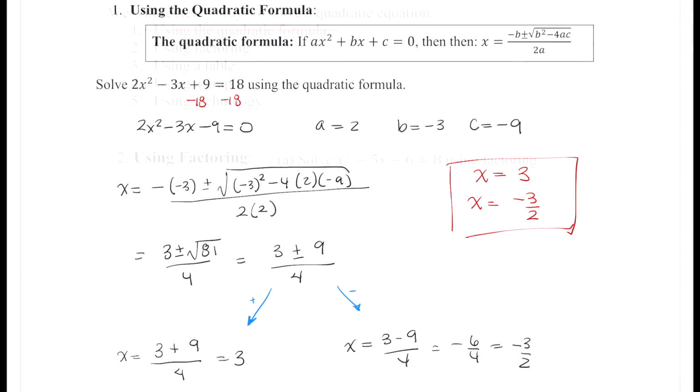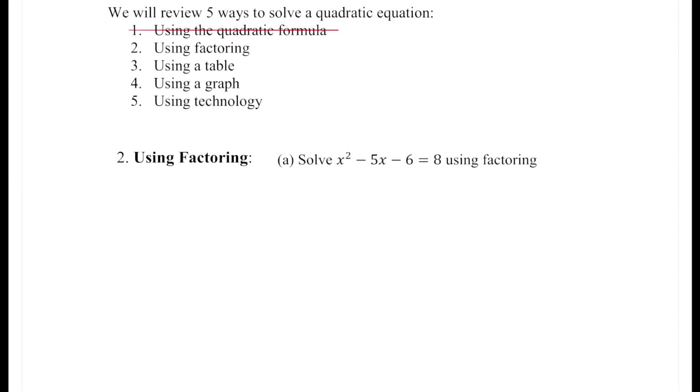Let's continue. Now that we've reviewed the quadratic formula, we're going to use factoring. And I'm going to show you two examples here. In this first example, we are still not in the correct form, so let's subtract 8. We have x squared minus 5x minus 14 equals 0. Now this quadratic is of the form x squared plus bx plus c equals 0.